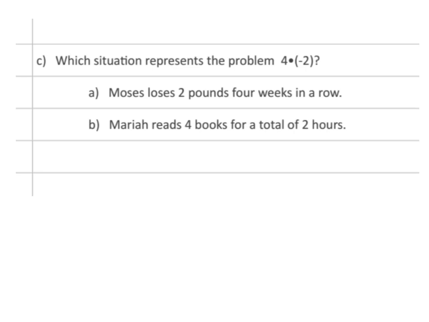Remember from our problems at the beginning of the lesson, this is how many times we're going to do it, and this is the number. So 4 times, it's a -2 where it goes down. So loses 2, 4 weeks in a row, or 4 books for 2 hours. It's letter A. It loses 2, there's your -2. 4 weeks, there's your 4.